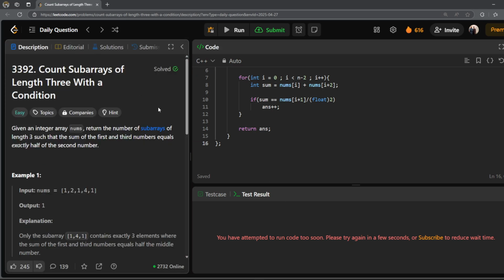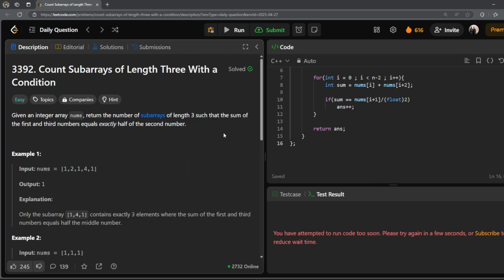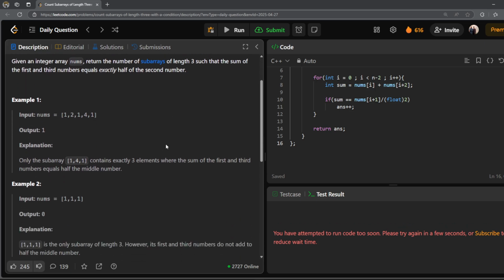So a pretty simple question after a lot of days. Yesterday's problem of the day was actually a hard one. So this was a very easy problem.